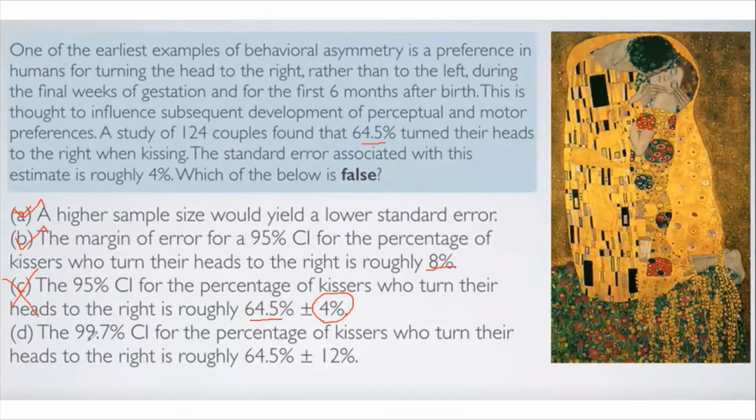Let's take a look at D: the 99.7% CI for the percentage of cases who turn their head to the right is roughly 64.5% plus or minus 12%. If you think about it, for 99.7% we use 3 standard deviations below and above the mean. So we multiply 4 by 3 and get 12. So this one is correct. Number C is incorrect.